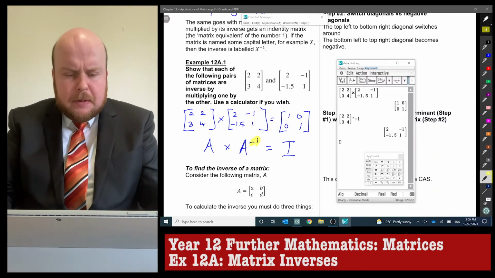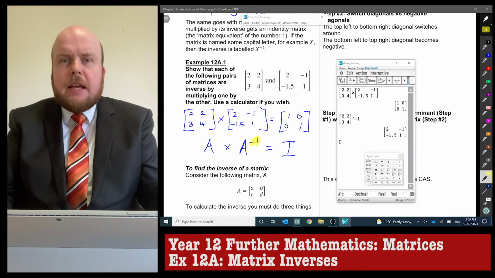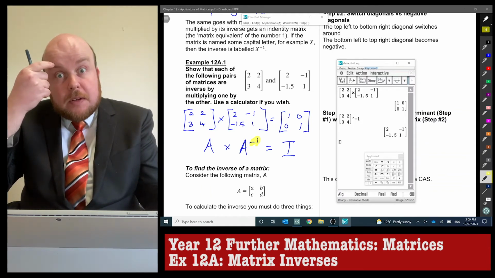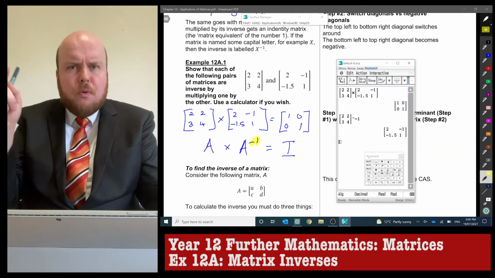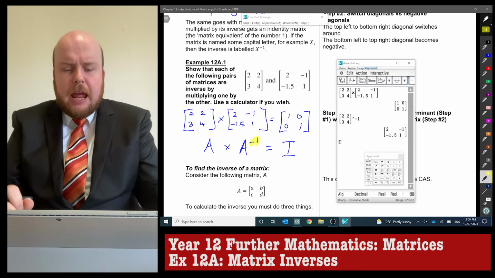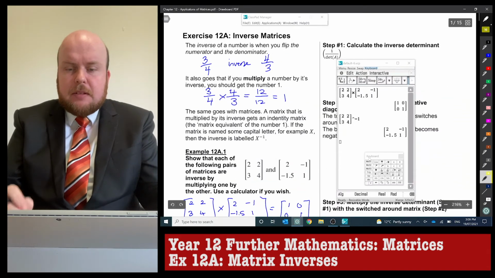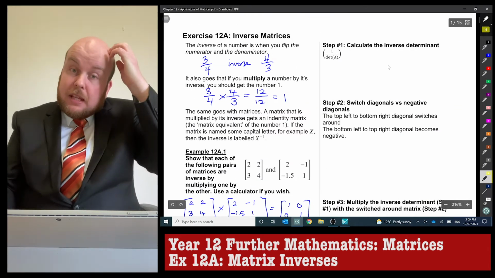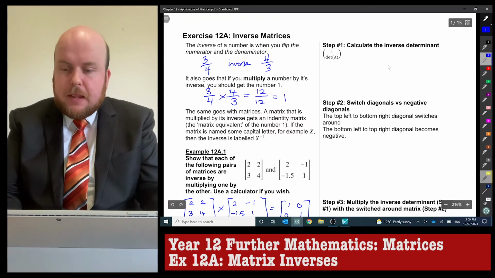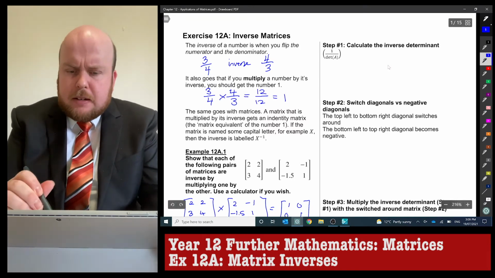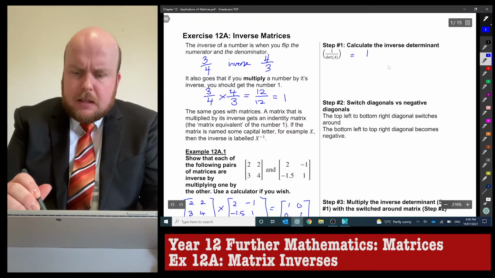So what happened in the days before the CAS? How did we go and find the inverse? How do we do 1 over that matrix? Well, it has a few different steps. Step 1 is to find a thing called the inverse determinant. So the determinant is a weird calculation here.